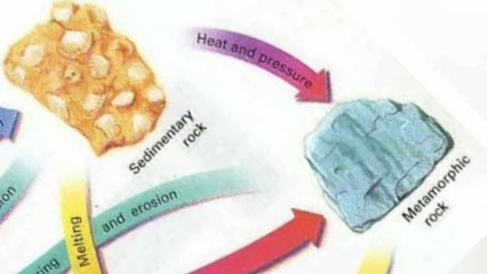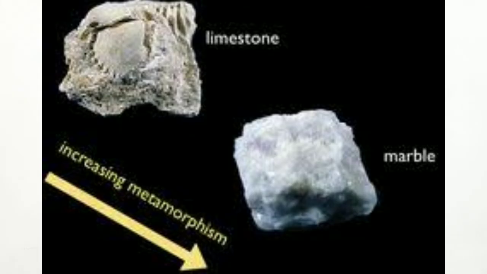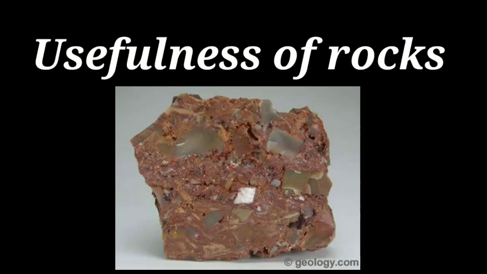When we talk about sedimentary to metamorphic, sandstone is converted to quartzite and limestone is converted to marble. So in this manner, different types of igneous rocks and sedimentary rocks get converted to metamorphic rock due to excess heat and pressure. Now we are going to discuss the usefulness of rocks.